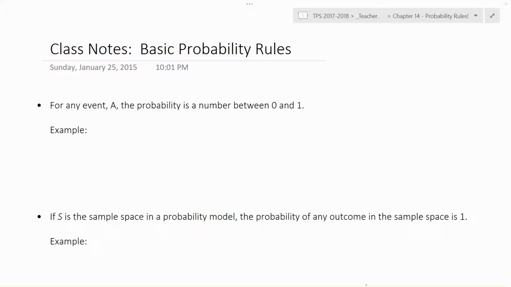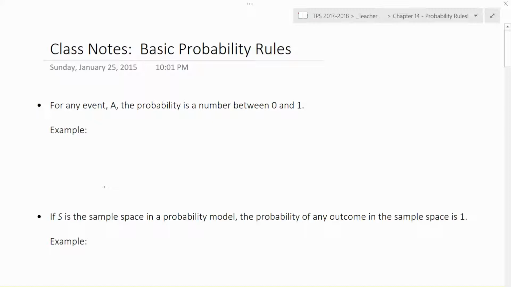In this video, we're going to summarize some basic probability rules. We did some exercises in class where we experienced some of these rules, but now we're going to make it a little more formal. One of the most basic probability rules of all is that any event A has to have a probability between 0 and 1.